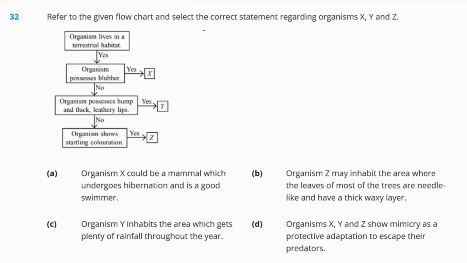And select the correct statement regarding organisms W, X, Y, and Z. X is an organism living in a terrestrial habitat. Yes. Possessing blubber. Yes, it would be your polar bear.